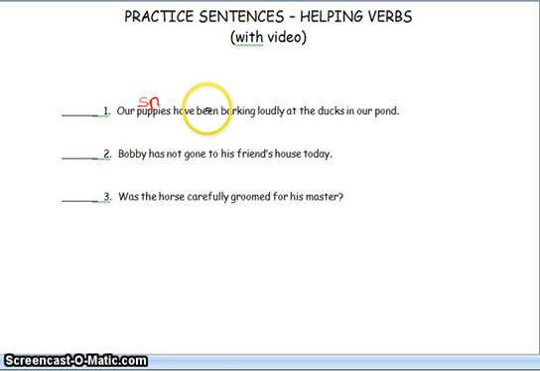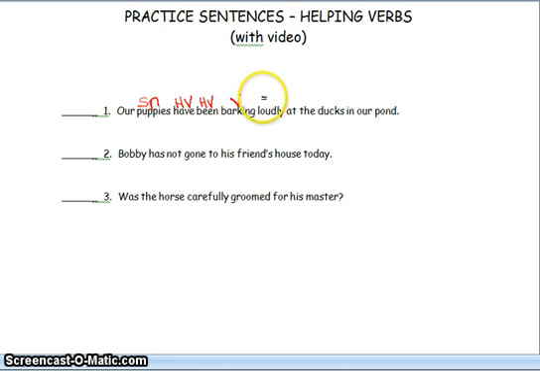Puppies have been barking. What we do is we label the main verb or the action verb as the verb, and then been is a helping verb, and have is a helping verb. And we mark those HV. We keep them totally separate from the main verb. So the main verb is the only one that gets marked with a V. All the others get marked as helping verbs. Okay, we're going to keep on going.